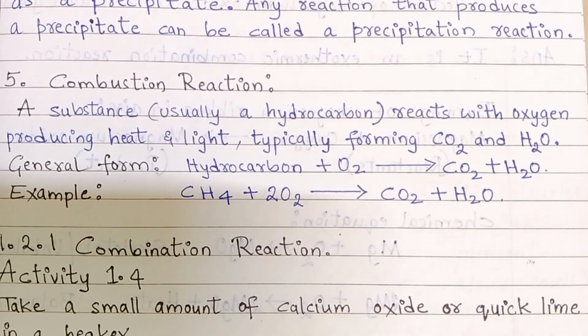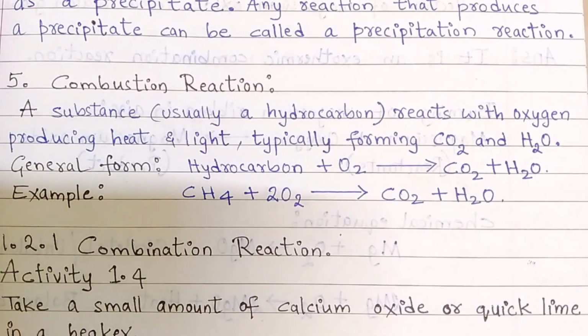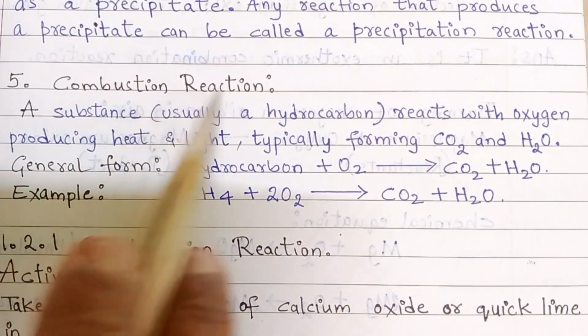I hope, dear students, you have understood very well about types of chemical reactions. There are 5 types of chemical reactions. In that, we have learnt single displacement reaction, double displacement reaction, as well as combustion reaction.